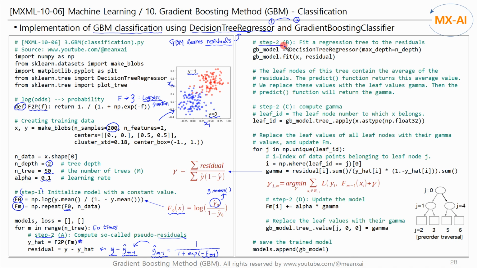Step B of step 2 creates a regression tree and fits the tree to the residuals calculated above. The leaf nodes of this tree contain the average value of the residuals. When the predict function is called, the average value is returned. But we need the gamma value, which is the leaf value. So, let's change the value of the leaf node to the leaf value, gamma, so that when the predict function is called, the gamma is returned. This is a bit of a hack to make the predict function return gamma.